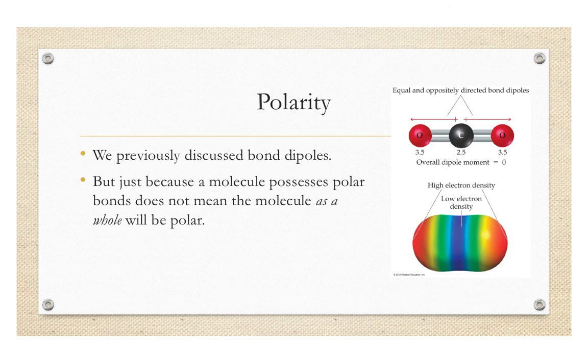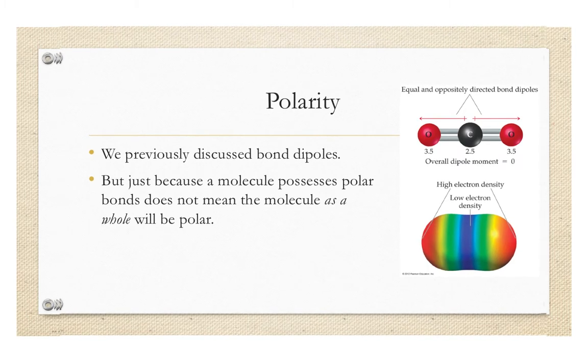Earlier in this unit, we talked about bond dipoles, so that's situations where we have a great enough difference in electronegativity that the covalent bond is polar, as you would see between carbon and oxygen in this particular diagram of carbon dioxide over here. But just because a molecule has polar bonds does not mean the molecule as a whole will be polar.